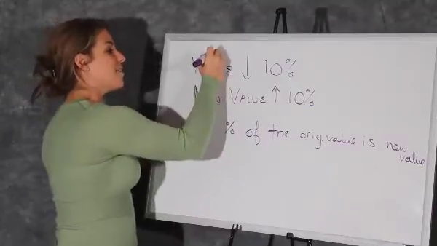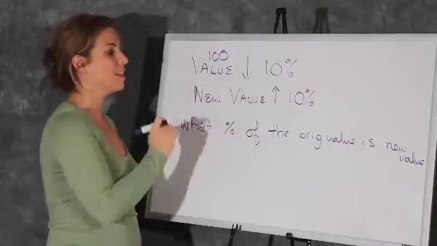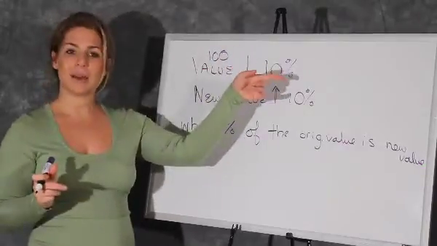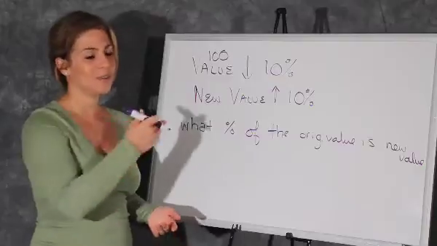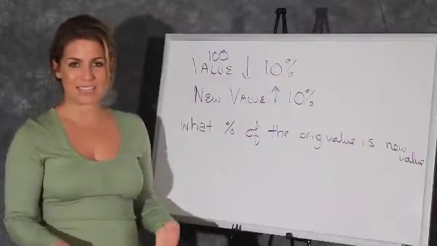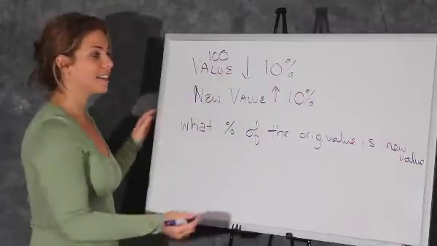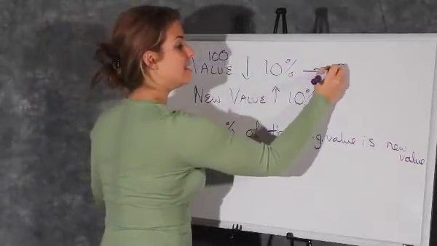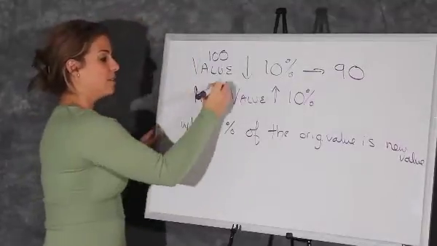So if we say that the value of the piece of property to start out with was 100, and then it decreased by 10%, well, 10% of 100 is just 10, which is why we like 100, because we can do things like that in our head. So 100 decreased by 10 gives us 90. So 90 represents our new value.